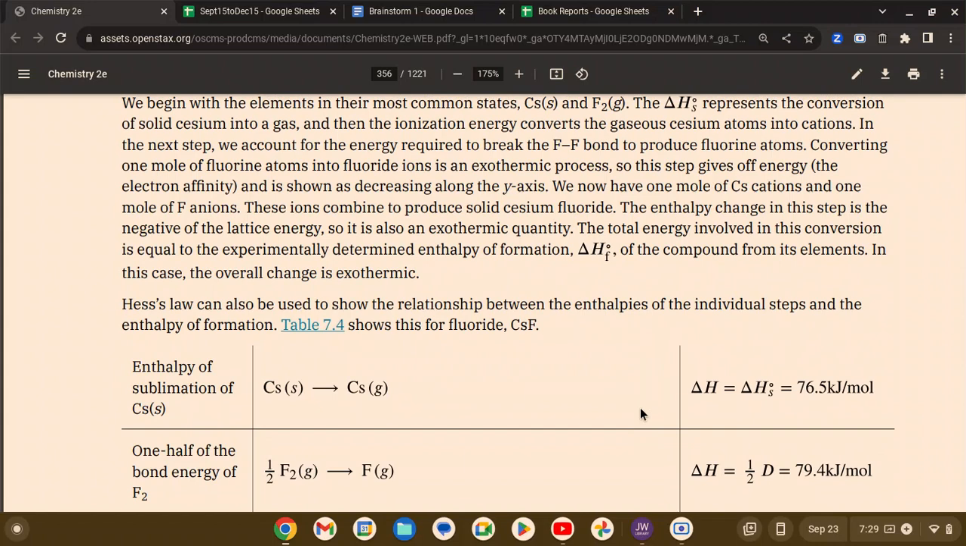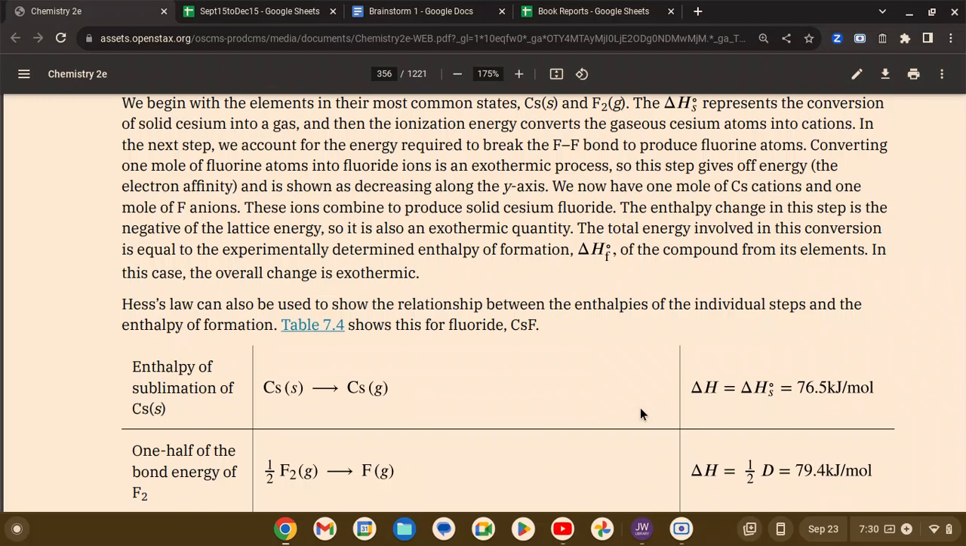We now have 1 mole of Cs cations and 1 mole of F anions. These ions combine to produce solid cesium fluoride. The enthalpy change in this step is the negative of the lattice energy, so it is also an exothermic quantity. The total energy involved in this conversion is equal to the experimentally determined enthalpy of formation, delta HF, of the compound from its elements. In this case, the overall change is exothermic.